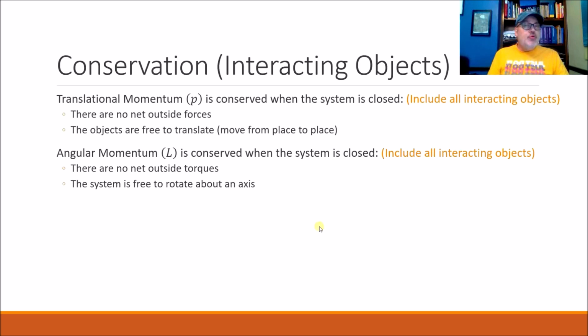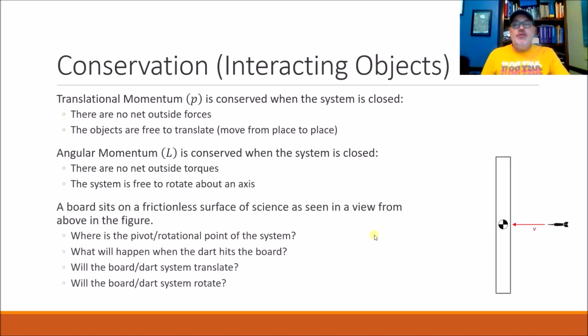So now I'm going to go through a series of examples so you can see the difference between translational momentum and angular momentum conservation. So in our first one, we have a board here and a dart. And the dart is coming along. The dart has mass and the board has mass. And the dart's going to collide and stick into the board. And this time it's shot at the center of mass. So I have some questions for you.